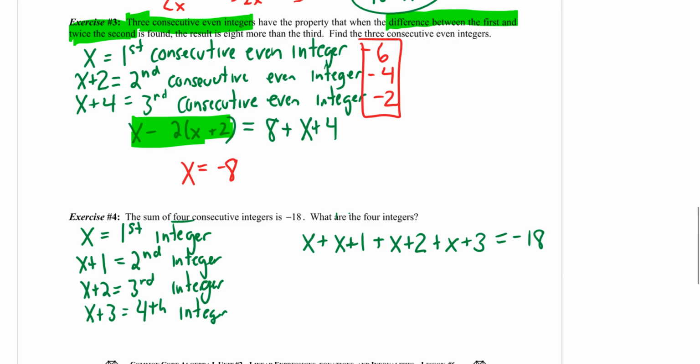And solve it. And those sons of guns are going to give us a negative number again. My second one's x plus 1. x plus 2 is my third one. And x plus 3 is my fourth one.